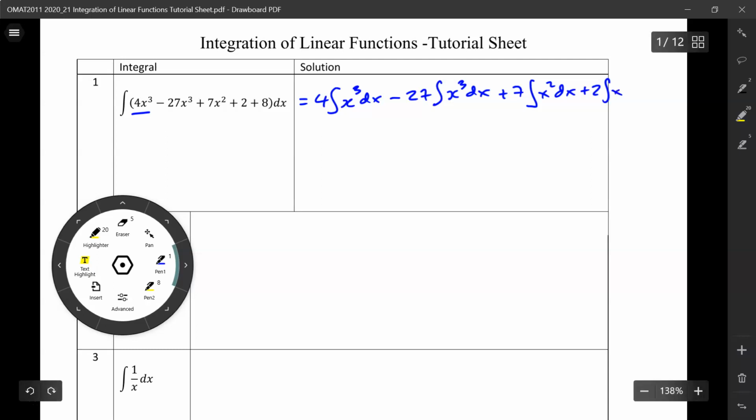that should have been an x dx. Sorry, there should have been an x in here. Obviously, I made mistakes, and that should be x to the 4. But anyway, plus 8 times dx, like so.